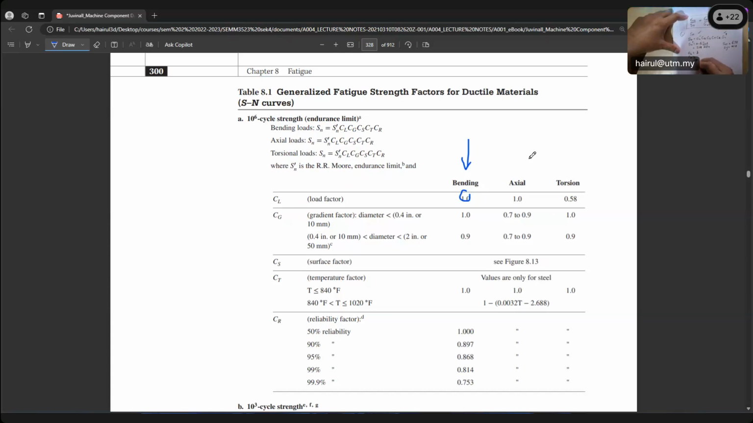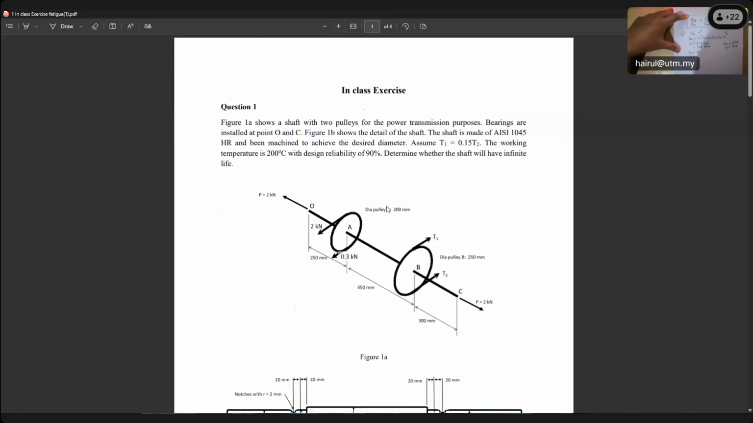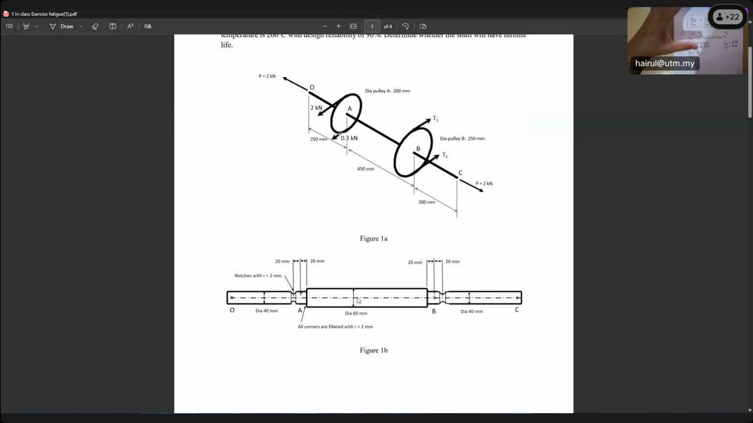CG is the gradient factor or size factor. So what is the diameter of the shaft, class? It is given. Because we are focusing on the shoulder and notch, we take the smaller diameter. The bigger diameter is not critical because the shaft diameter there is big. The critical one is the shoulder, so we take the smaller diameter, which is 40.